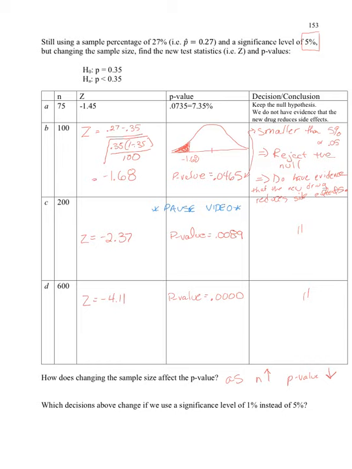And the next question, which decisions above would change if we used a significance level of 1% instead of 5%? Well, if we had 1%, 0.0465 here in B would be large compared to 0.01. So you would keep the null and conclude that you do not have evidence that the new drug reduces side effects.